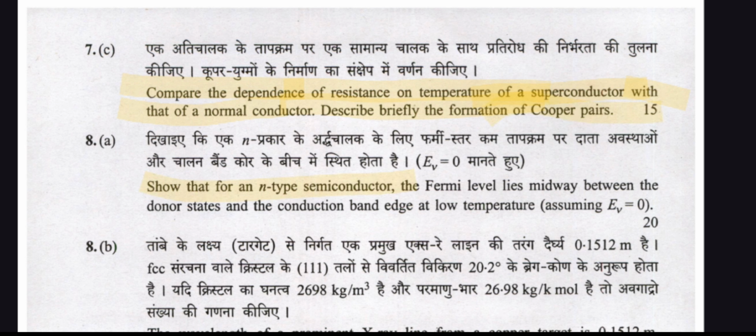Question number 8a. Show that for an n-type semiconductor, the Fermi level lies midway between the donor state and the conduction band at a low temperature, where E_D is equal to 0.